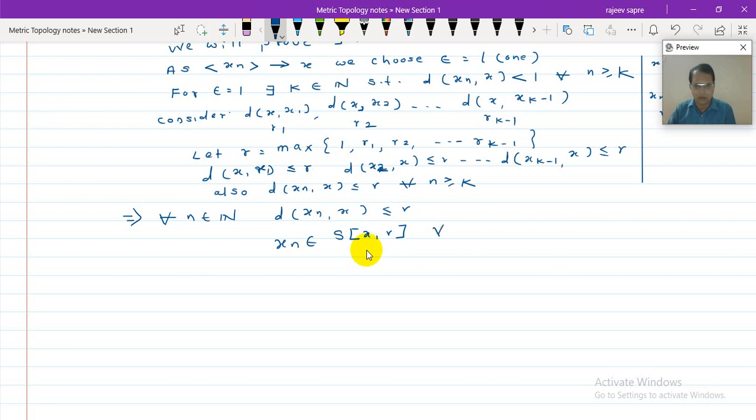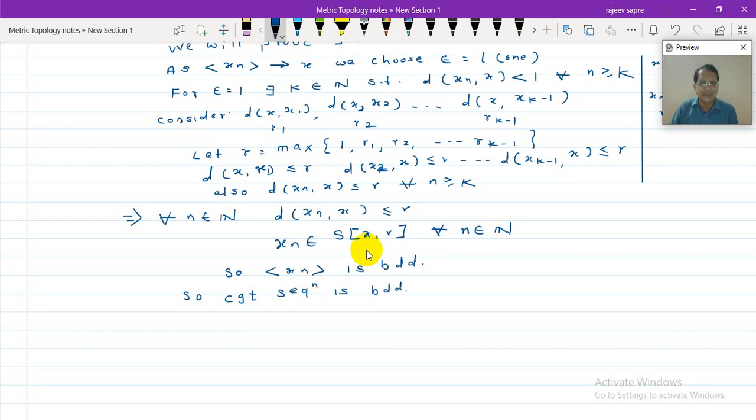For all n belonging to capital N, the sequence xn is bounded. I hope you understood whatever I taught. And what we can say here, so finally the conclusion is: a convergent sequence is bounded.